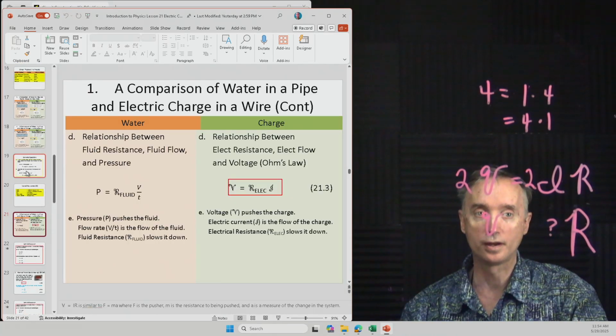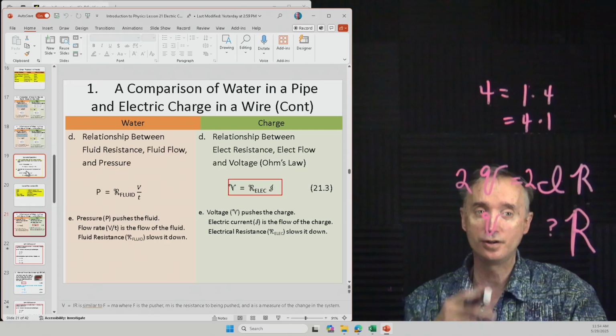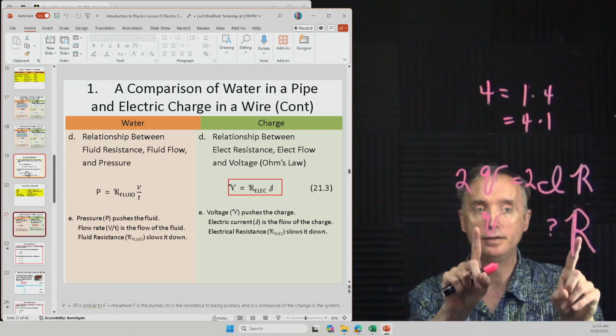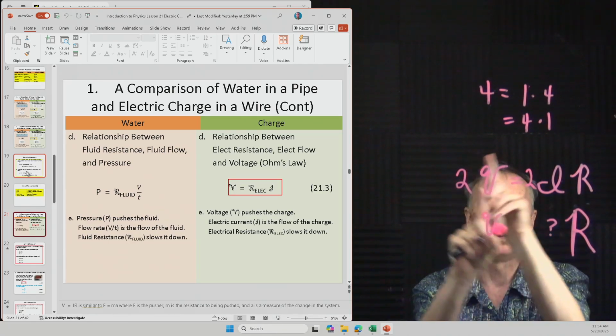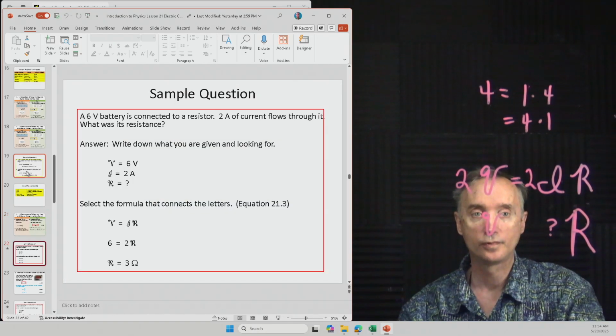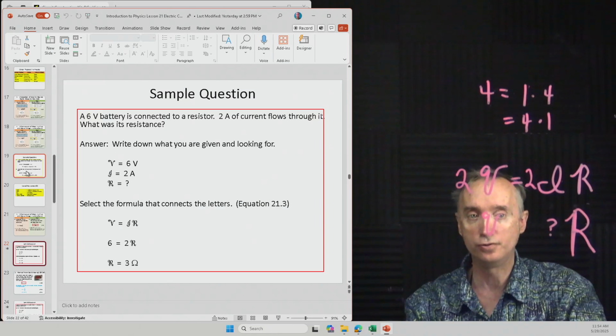But here's the important thing. So here is Ohm's Law. V equals IR. And you notice the way I got it written there is V equals RI. Makes absolutely no difference. So you can take the I and put it in front of the R or vice versa. And then here is a worked out example of how to use Ohm's Law. So you might want to review that.